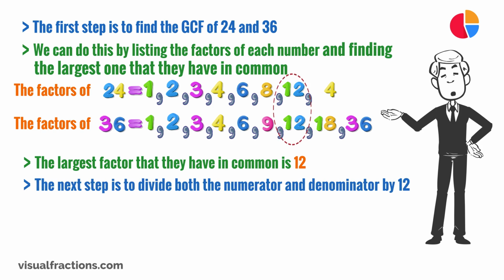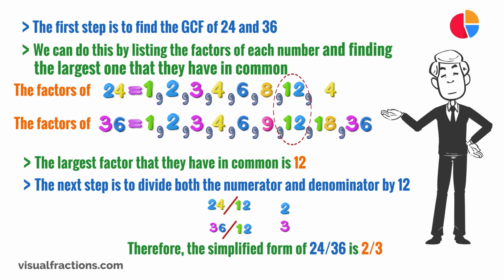The next step is to divide both the numerator and denominator by 12. 24 divided by 12 is 2, and 36 divided by 12 is 3. Therefore, the simplified form of 24/36 is 2/3.